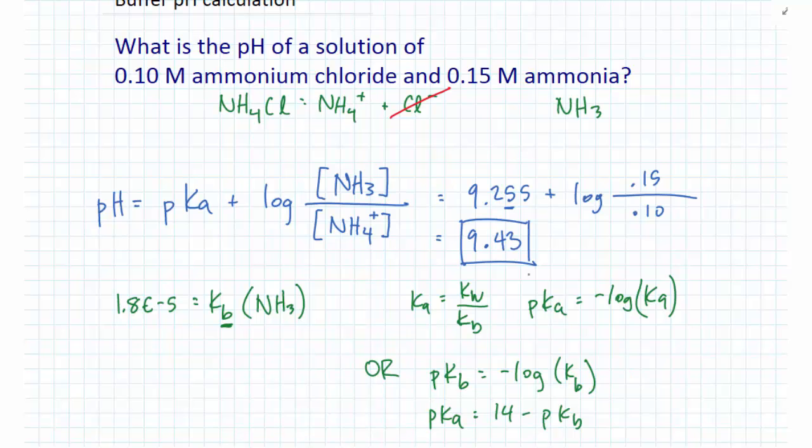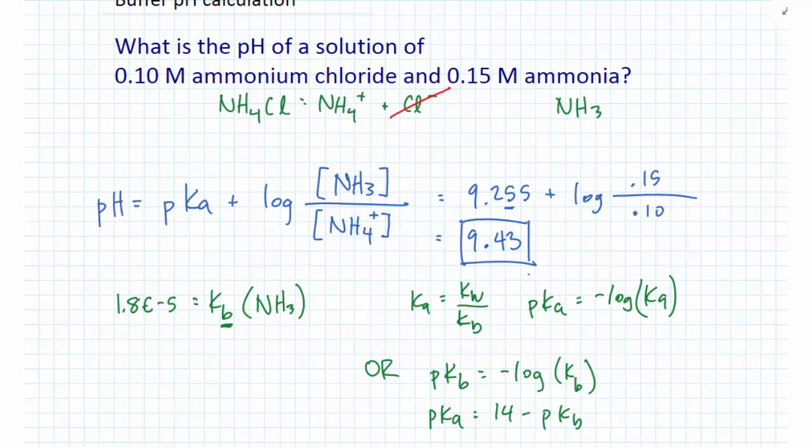Which way was fewer keystrokes? If you put 14 minus in first, or I put in 14 plus log Kb. If you put that in one line, nice. So if you did 14 minus minus, which is plus, you did 14 plus log 1.8e minus 5. That gets you right there.